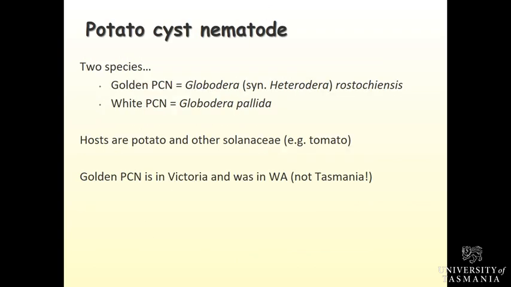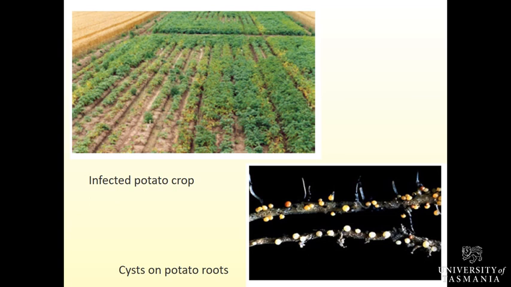With cyst nematode, there is actually two of them. In Australia, we've only got the golden cyst nematode, in Victoria. New Zealand's got both, and they are quite nasty. And that's what it can do, which is really cause major damage to your crop.